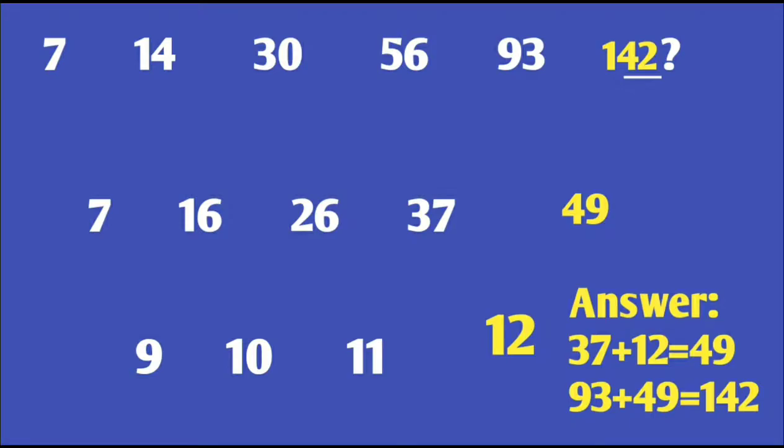So guys, this series is not making any sense, so we have to do a double difference. The difference between 16 and 7 is 9. The difference between 26 and 16 is 10. The difference between 37 and 26 is 11. So this series is making some logic and sense. The numbers are going in order: 9, 10, 11, so the next term will be 12. If you add this 12 with this 37, it will give you the difference between the missing number and the previous number 93. So if you add 49 with 93, you will get the missing number. That's it.